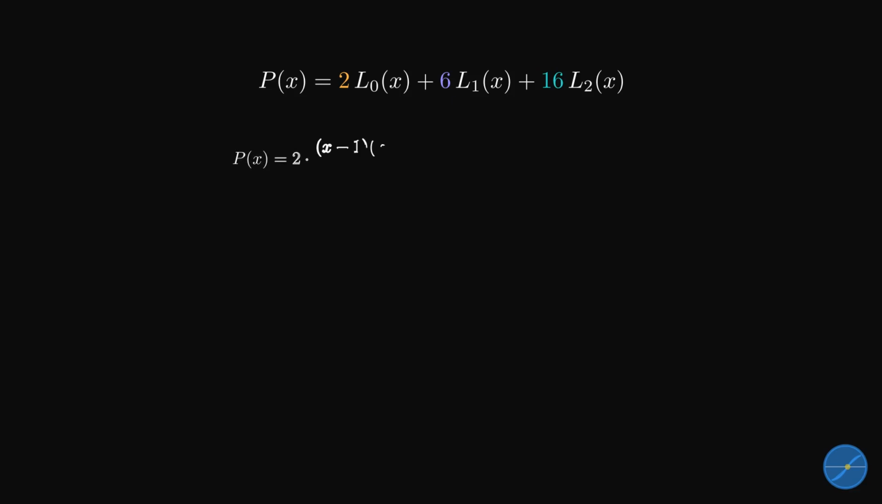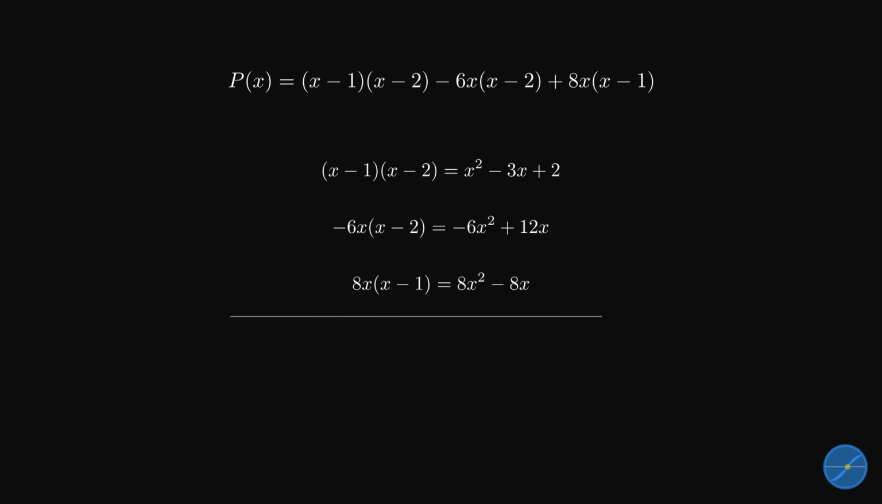Drop in the blocks. 2 over 2 is 1. 16 over 2 is 8. Expand the first. x minus 1 times x minus 2 is x squared minus 3x plus 2. The second. Minus 6x times x minus 2 is minus 6x squared plus 12x. The third. 8x times x minus 1 is 8x squared minus 8x.